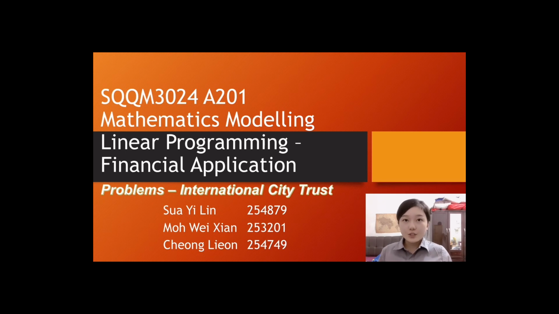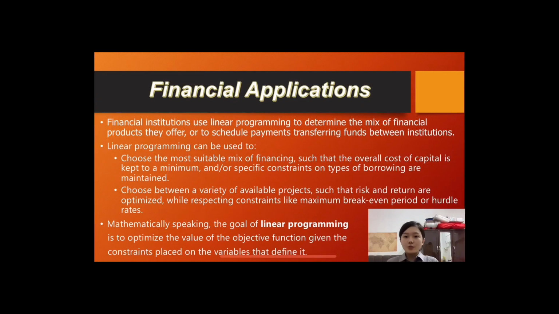In this presentation, we are going to interpret a potential problem that will be met by International City Trust in its investment plan. Financial institutions use linear programming to determine the mix of financial products they offer, or to schedule payments transferring funds between institutions. Linear programming can be used to choose the most suitable mix of financing such that the overall cost of capital is kept to a minimum, or specific constraints on types of borrowing are maintained.